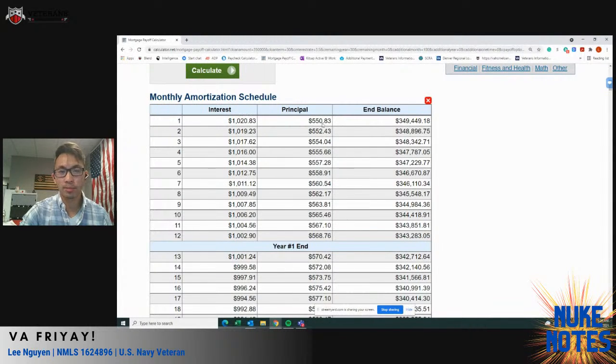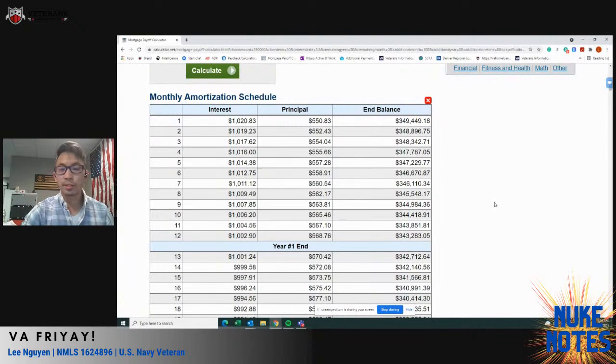After this first payment is made, the interest portion goes down by $1 and the principal portion goes up by $2. That's on just a single payment. After some time, you'll notice the interest portion will slowly go down as the principal goes up. So it's a balance, right?